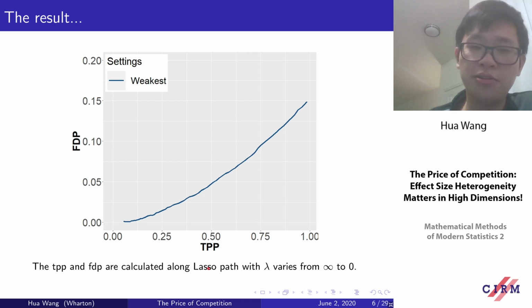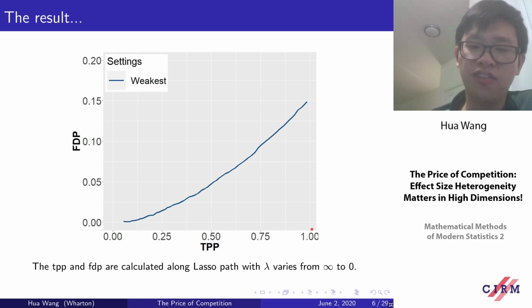And it is also not hard to believe that with the entering of all those variables, you are making more and more mistakes. So FDP is also increasing. One observation here is that this weakest curve is not perfect because this point, (1, 0), is not on the curve anywhere. This curve corresponds to full power without making any type 1 error. So that is perfect, and it is also known as the model selection consistency. Apparently, this weakest curve cannot achieve model selection consistency.